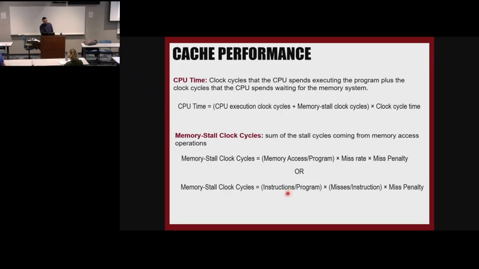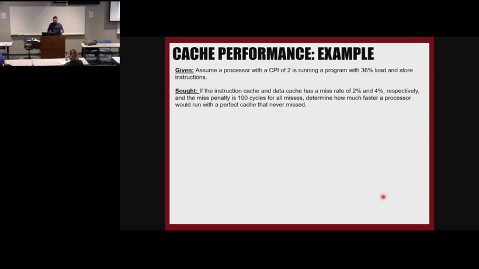This can be rewritten in terms of instructions. So we have how many instructions we have per program, and how many misses we have per instruction, multiplied by the miss penalty. Okay? So now let's have some examples here.